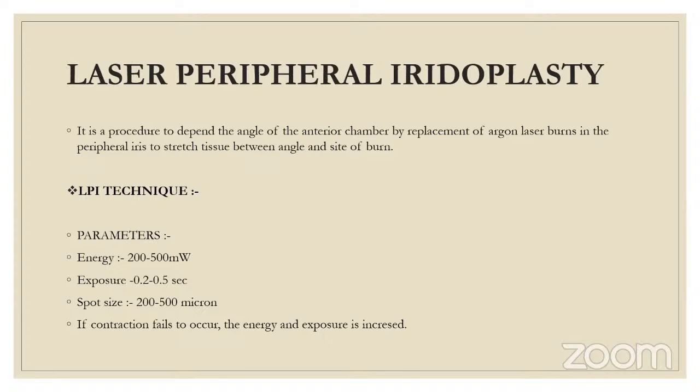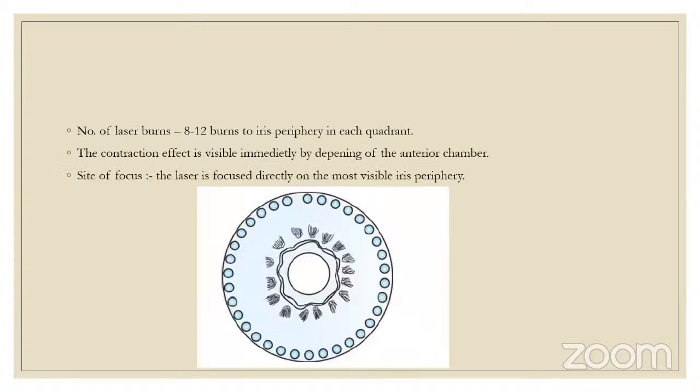In this technique, the parameters are: energy is 200 to 500 milliwatt, exposure is 0.2 to 0.5 second, and spot size is 200 to 500 micron. If contraction fails, the energy and exposure are increased. The number of laser burns in each quadrant is 8 to 12, and the contraction effect is visible immediately by deepening of the anterior chamber. The laser is focused directly on the most visible peripheral iris.